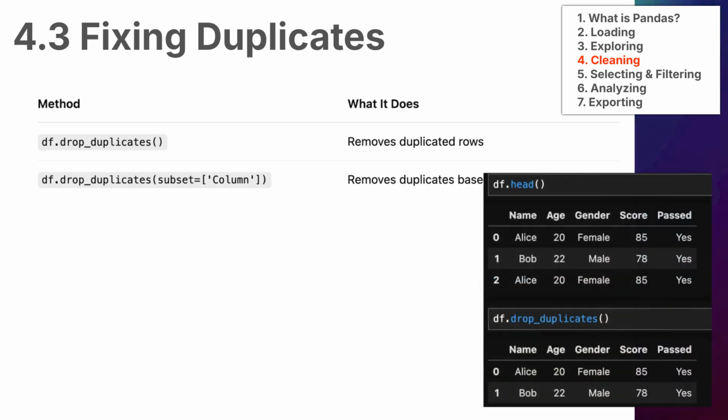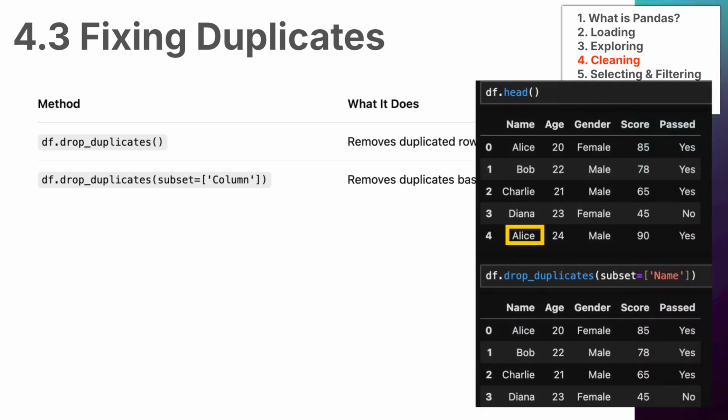First, drop duplicates. It removes any rows that are completely duplicated, meaning every value in that row is the same as another row above it. In this case, the second Alice row is removed. This is good when you want to keep only unique rows, and you accidentally have repeated entries.